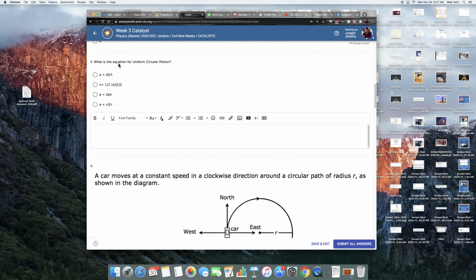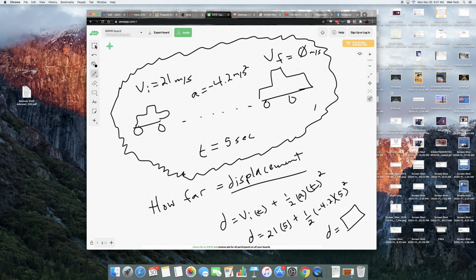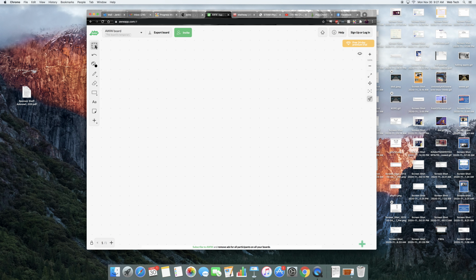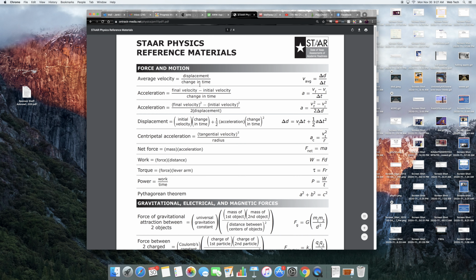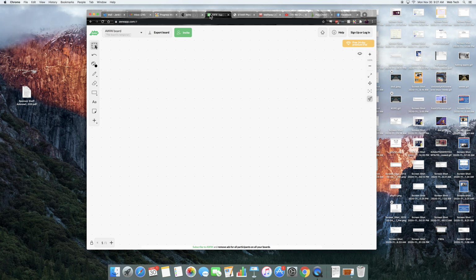All right, what is the equation for uniform circular motion? Oh my goodness. Do you guys remember uniform circular motion? When something asks you for the formula, you're always going to have to be looking at this, y'all. What is uniform circular motion? Here it is. Centripetal acceleration. Circular, centripetal, center pointing. We've got all that worked out.